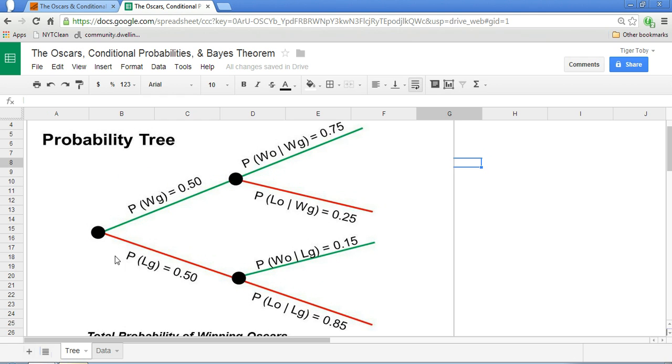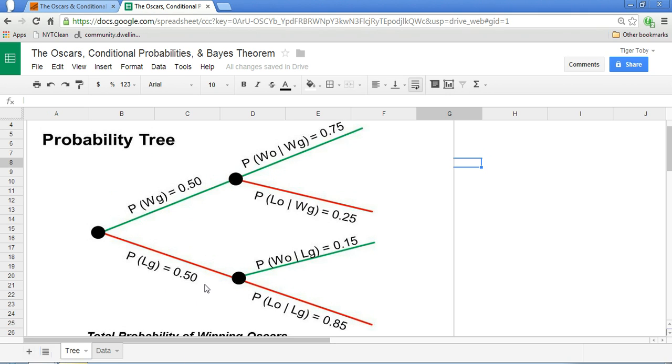Okay, we've got our first node here. What is the probability that American Hustle wins the Golden Globes? Well, we're given here that it's a 50-50 chance of either winning or losing. And so that's denoted here. The probability of winning the Golden Globes, PWG, is equal to 0.5 or 50%. You can either win or you can lose. That's all the options you have. So the total probability among the two is 100%. You're either going to win or you're going to lose. So that's denoted here in this first node.